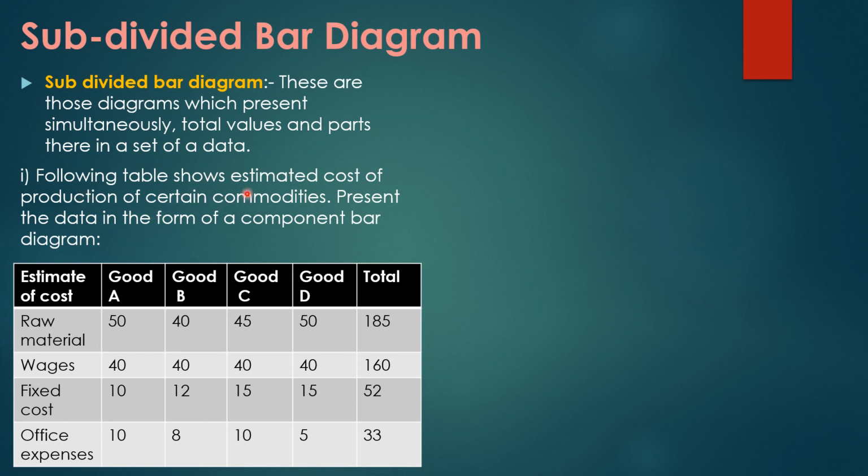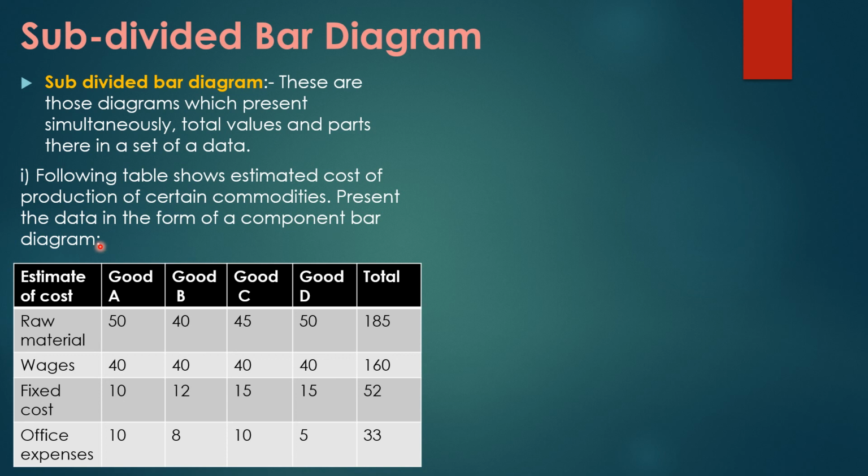The following table shows the estimated cost of production of certain commodities. Present the data in the form of a component bar diagram. One more thing we get to know is that the component bar diagram is also the other name for the subdivided bar diagram. So subdivided bar diagram or component bar diagram, both are the same thing.